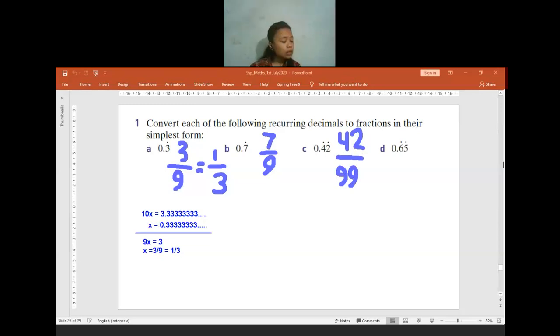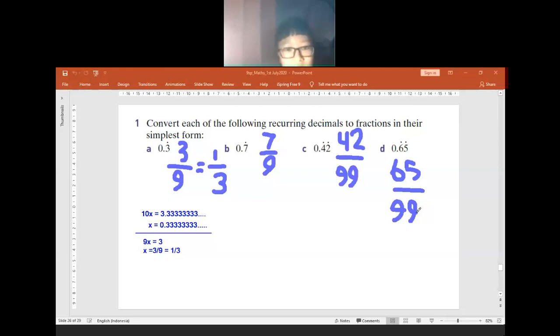Now for question D, how many is it? 65 by 99. Yes, 65 by 99. Anyone who asks me any question before someone tells me the answer, can you repeat the question?